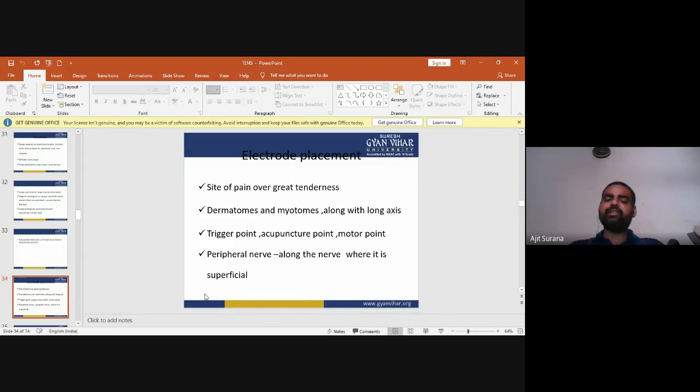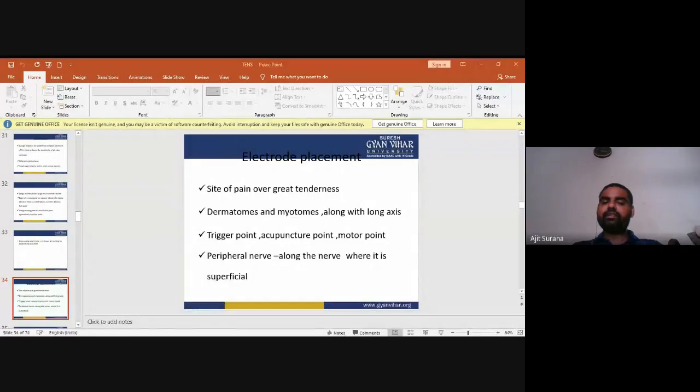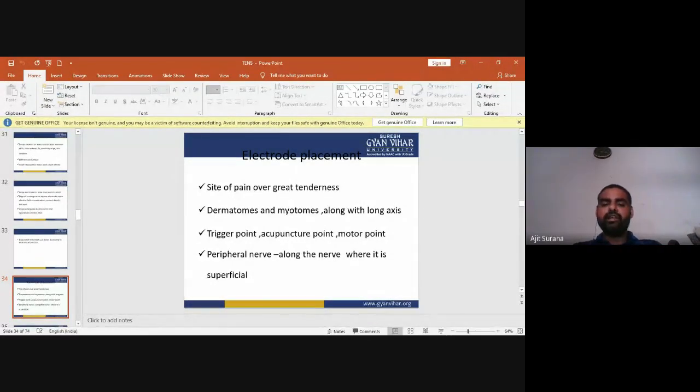Now over the trigger points, acupuncture points and motor points. Then over the peripheral nerves, along the nerves where they are superficial. So these are the placements of the electrode: first, the site of pain or great tenderness; dermatomes and myotomes along the long axis; trigger points, acupuncture points and motor points; and the peripheral nerve along the nerve where it is superficial.